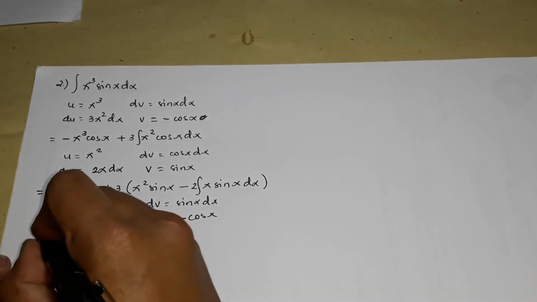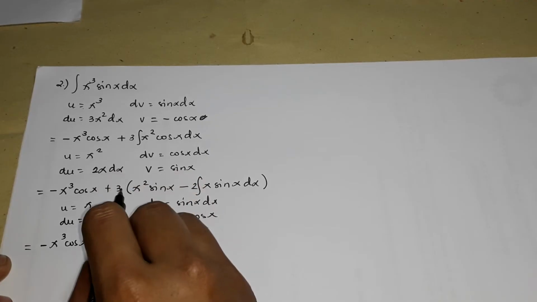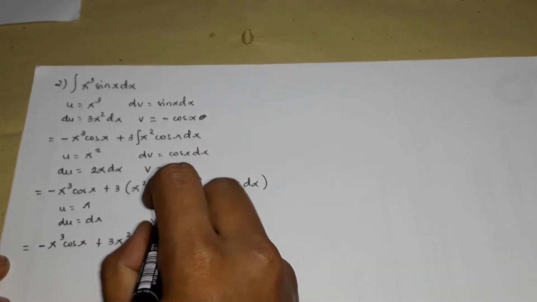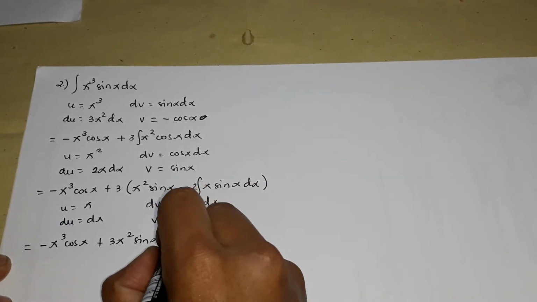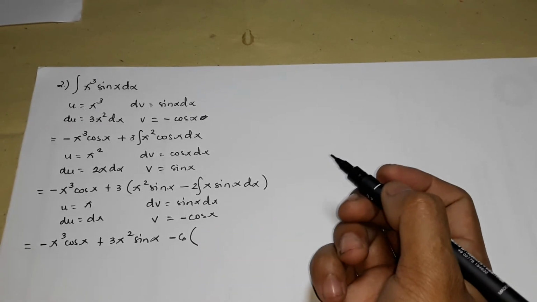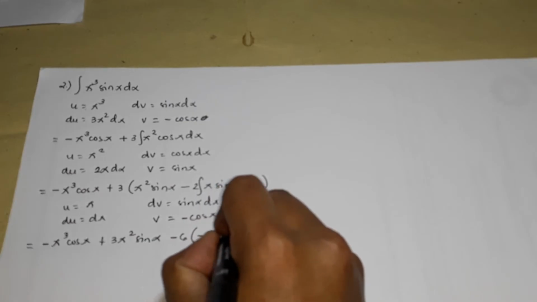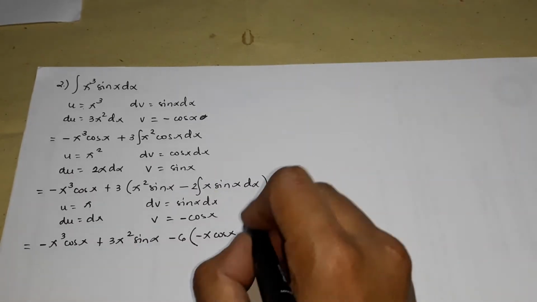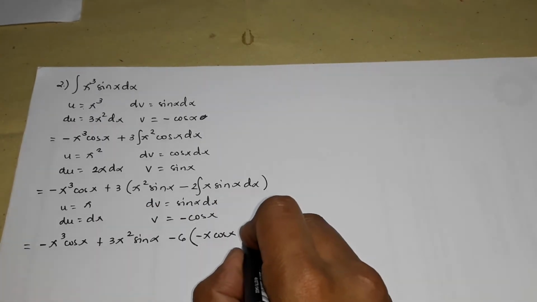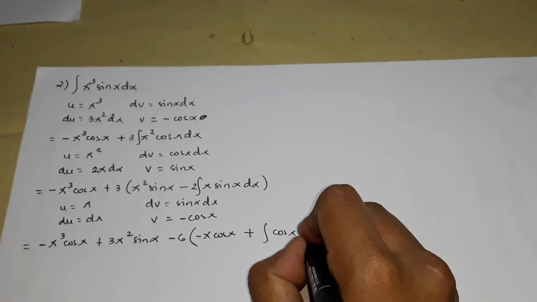So we have negative x cubed cosine x plus, distributing the 3 to each term here, you have 3x squared sine x, then 3 times negative 2 is negative 6, and then again, you apply the uv minus the integral of v du formula. You have uv, negative x cosine x, minus the integral of v du. So this is negative, so this will become positive, and then cosine x dx.